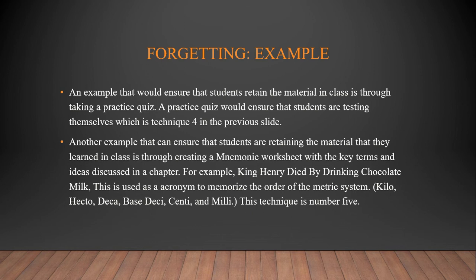And then another example is that if I was a teacher or professor and I was teaching students how to memorize or give them stuff to help them memorize the mnemonics, so like they would take a worksheet, find key terms, and then come up with a way to help them memorize. So in here, my example is the same one I said before. The King Henry died by drinking chocolate milk. That would be the best way to memorize the order of the metric system from highest to lowest. And that one is technique number 5.